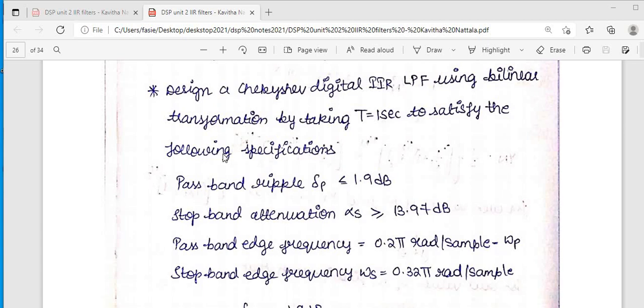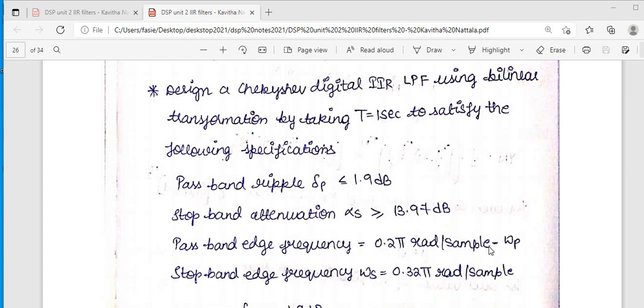Chebyshev digital IIR low pass filter using bilinear transformation by taking T equals 1 second to satisfy the following specification. For that, what will we write? We'll write passband ripple delta p is less than or equal to 1.9 dB, and stopband attenuation alpha is greater than or equal to 13.95 decibel, right? Passband edge frequency 0.2 pi radians per sample, right?